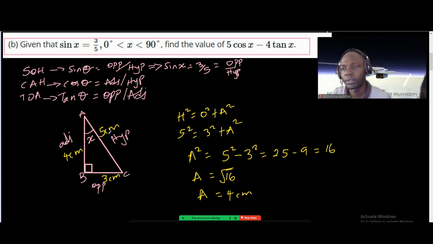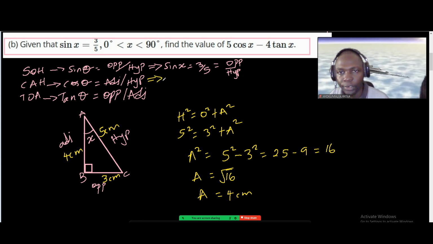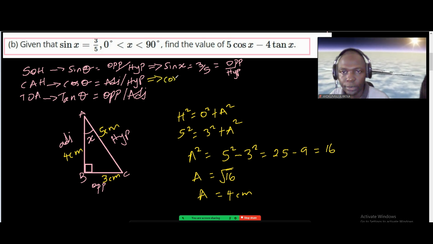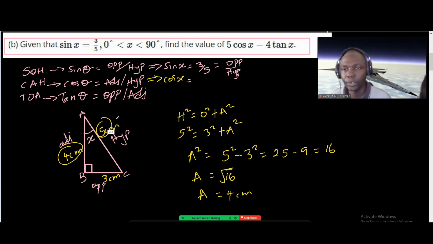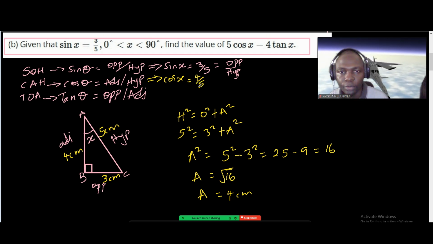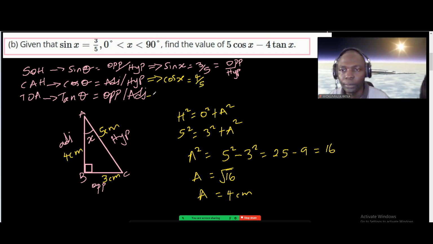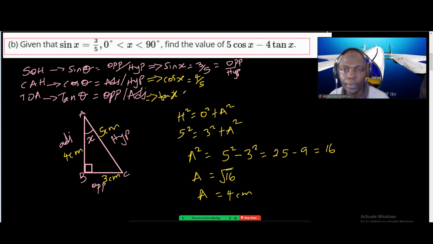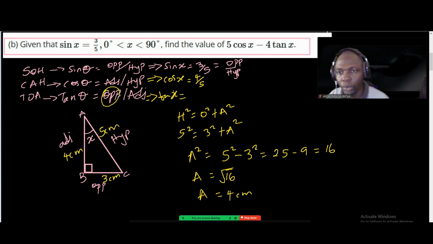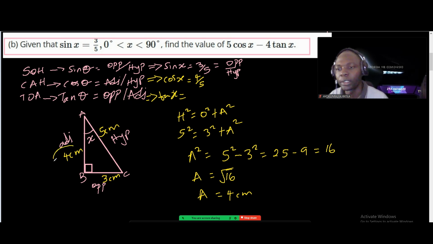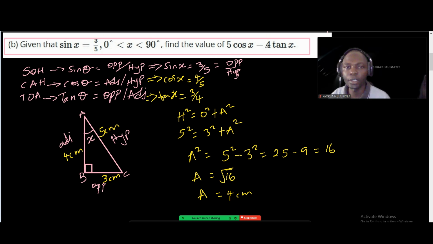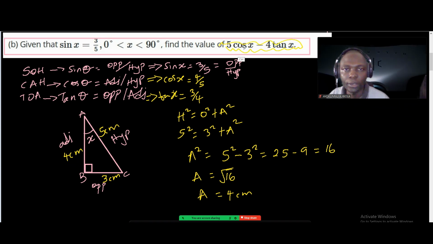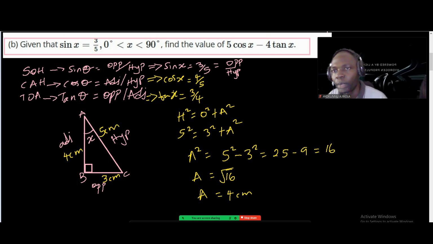Now that we have the three sides, we can find the remaining parts. Cos x is going to be adjacent over hypotenuse. The adjacent is 4, the hypotenuse is 5, so we have 4 over 5 for that value. Then we need tan x. Tan x is opposite over adjacent. The opposite is 3, the adjacent is 4. That's going to be 3 over 4. Now that we have the three items listed out, we can approach the question. We should find the value of 5 cos x minus 4 tan x. So let's do that in a box here.